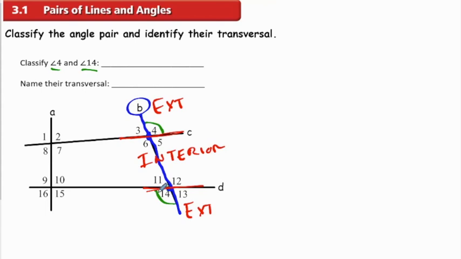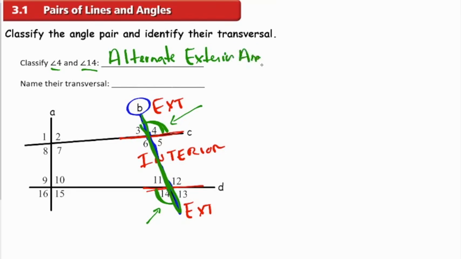Notice that both of these angles are in exterior regions. Notice they switch which exterior region they're on, and they switch which side of the transversal they're on. So they're alternating and they're exterior. Alternate exterior angles. And we've identified the transversal as line B.